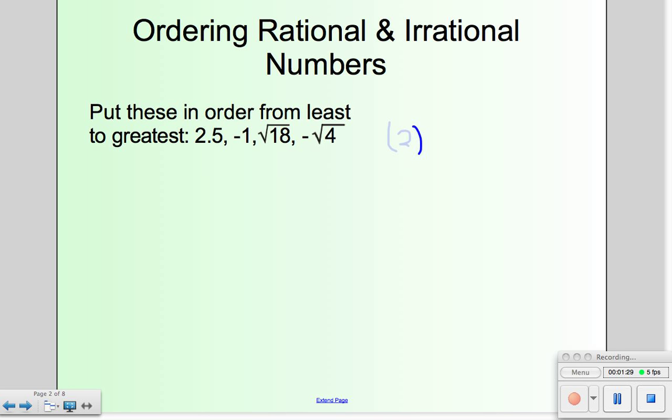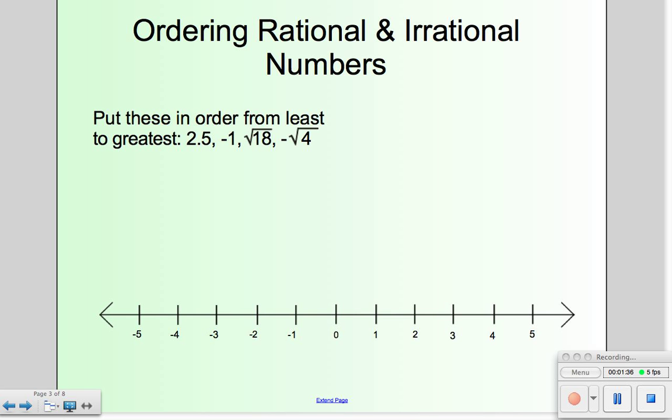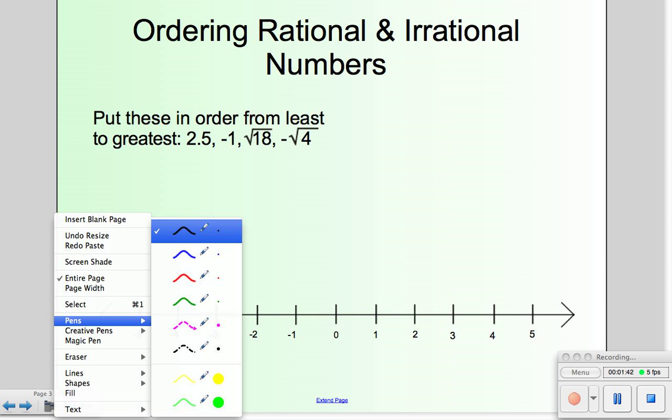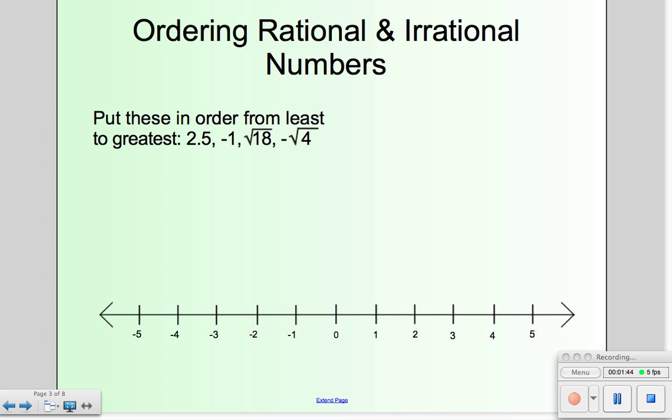Now, in order to order these sorts of numbers, let's use a tool that lets us see order of numbers, like a number line. Alright, so let's put some of these values in place. We have 2.5. Easy to find on a number line. It's in between 2 and 3. Here you have it. 2.5.